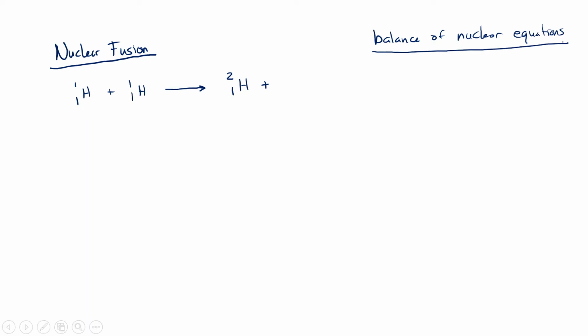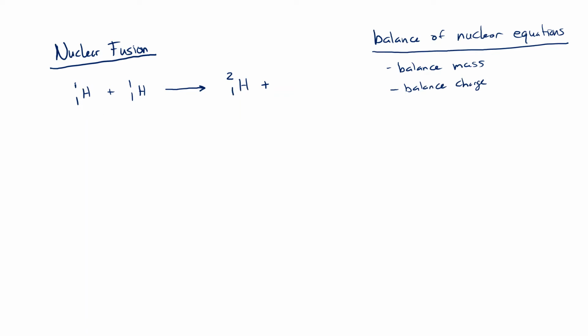So we've been balancing redox equations and you've been balancing chemical reactions for a long time. This time we're going to balance a nuclear equation. This is very easy. The two things we have to do are balance the mass and balance the charge. So in this case, if I take a hydrogen plus a hydrogen and I get out a hydrogen 2, hydrogen 1 plus hydrogen 1 gives me hydrogen 2.